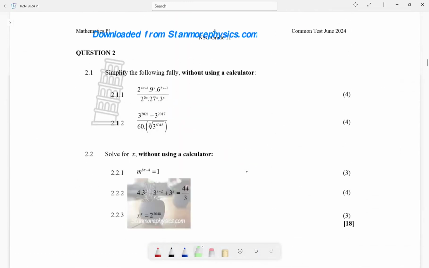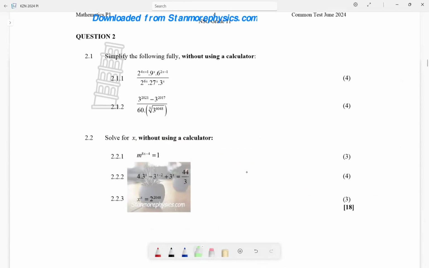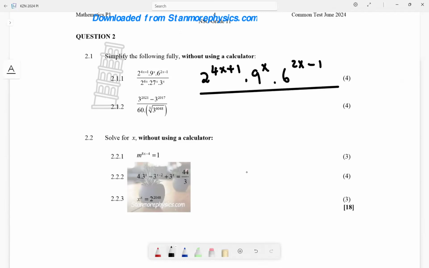So we move on to question 2. Question 2 now, we have this part, right? Let me try to rewrite that quickly. We have 2 to the power of 6x multiplied by 27x multiplied by 3 to the power of x.